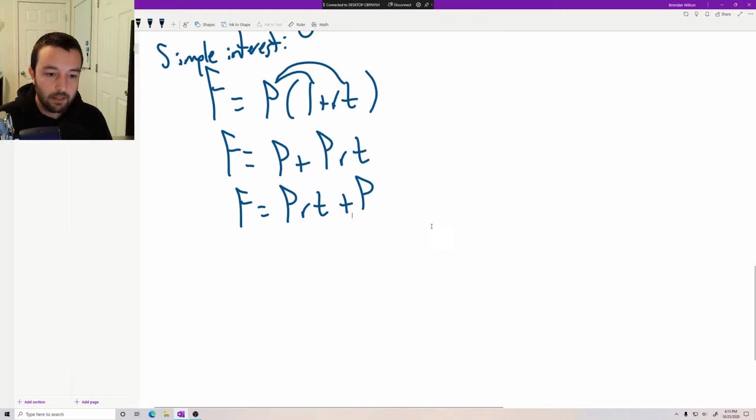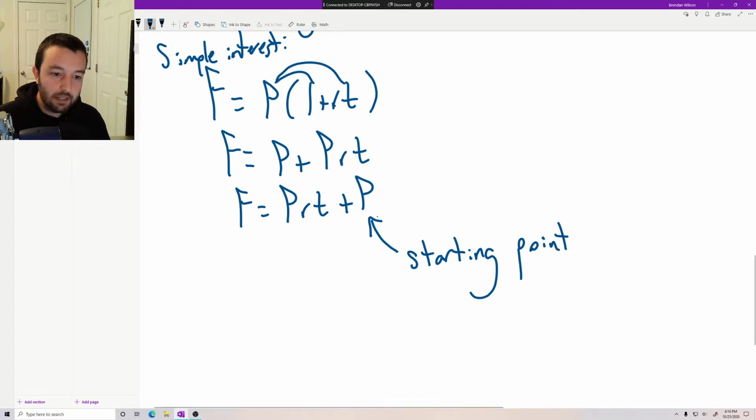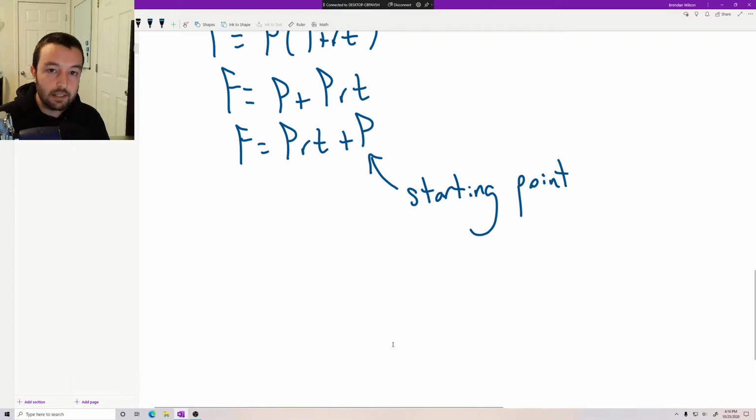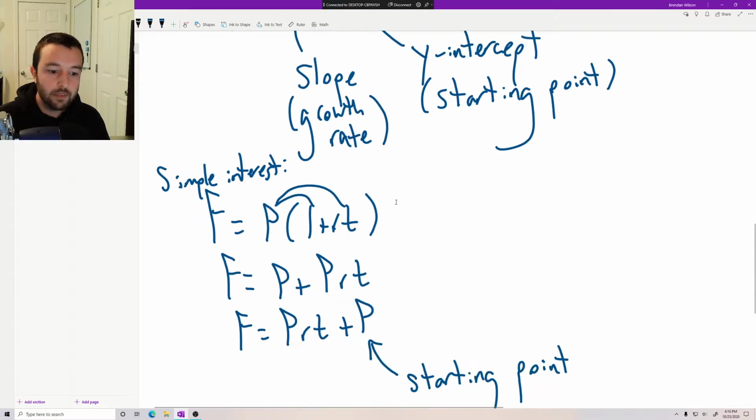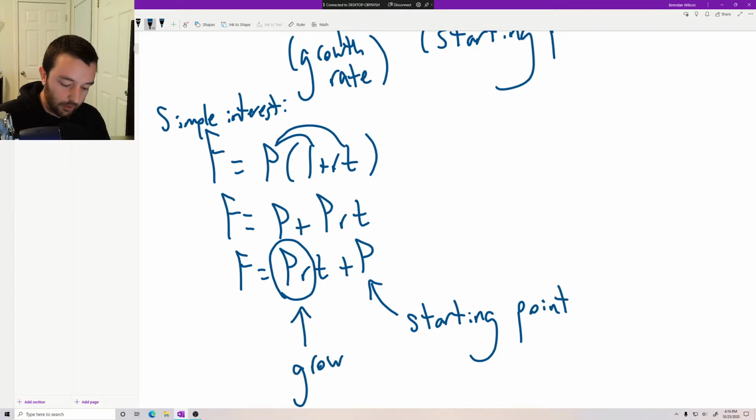P, the principal, that's our y-intercept or our starting point, right? Which we know that's what principal means, right? Principal means that that's the amount of money that we started with. And then P times R times T, well, T is the variable here, so that's like our X up here. So that leaves the P times R to be our slope, or this is our growth rate, right? The principal times the rate is how much the money is growing by. That's how much it's going up every month, right?